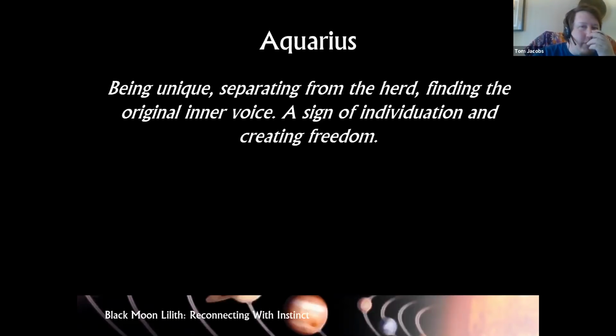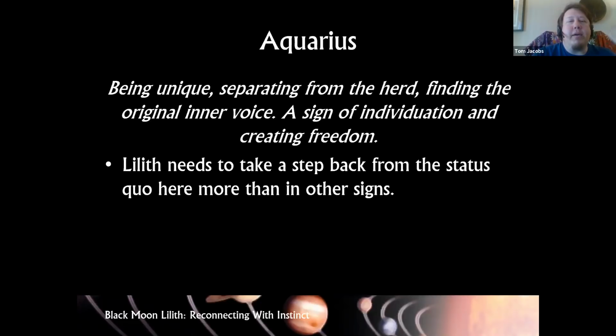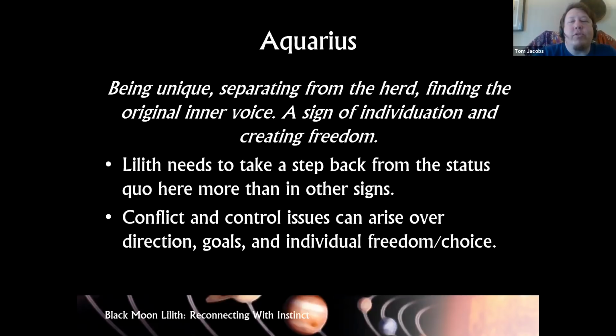Aquarius is a sign of being unique, separating from the herd, finding the original inner voice. It's a sign of individuation and creating freedom. Lilith here needs to take a step back from the status quo more than in other signs, and really have an original sense of where things are headed. Conflict and control issues can arise over direction, goals, and individual freedom and choice. A planet in Aquarius needs to individuate and be unique.